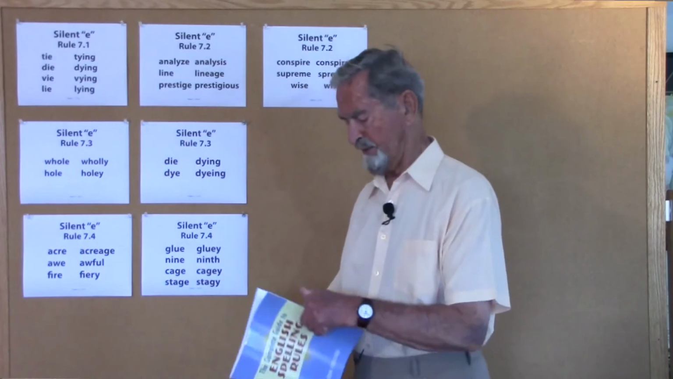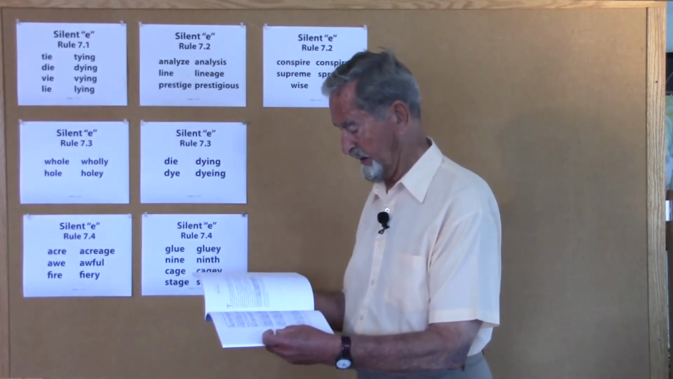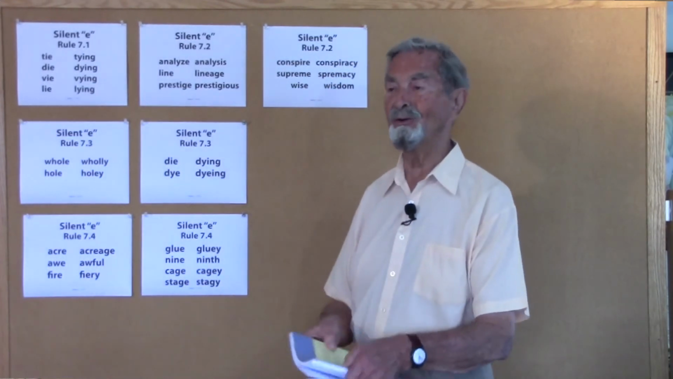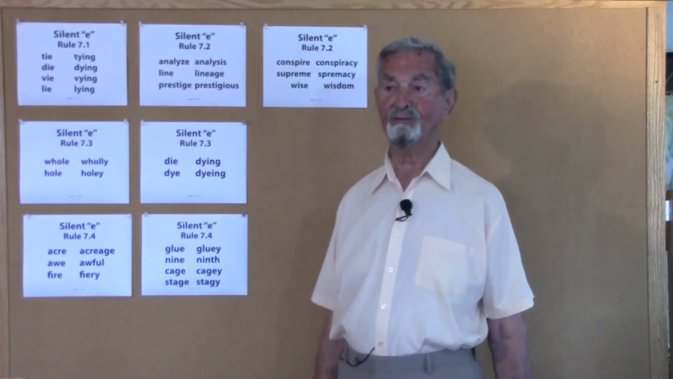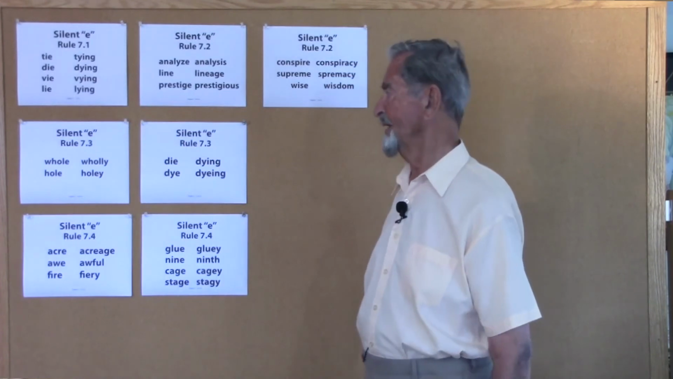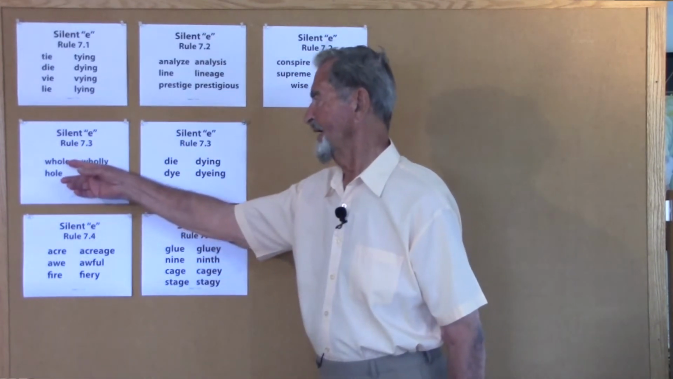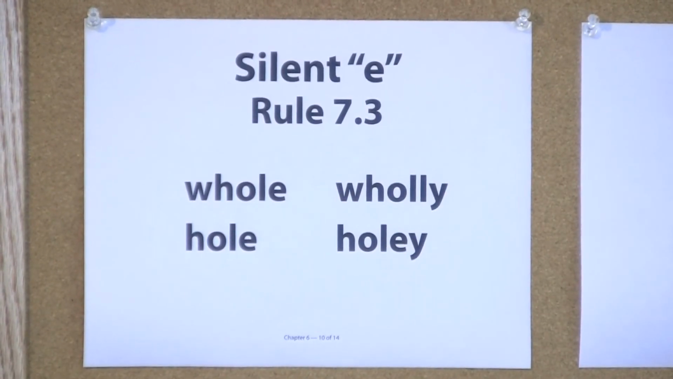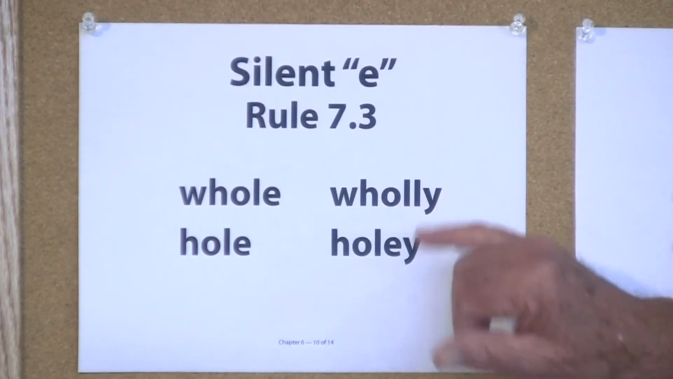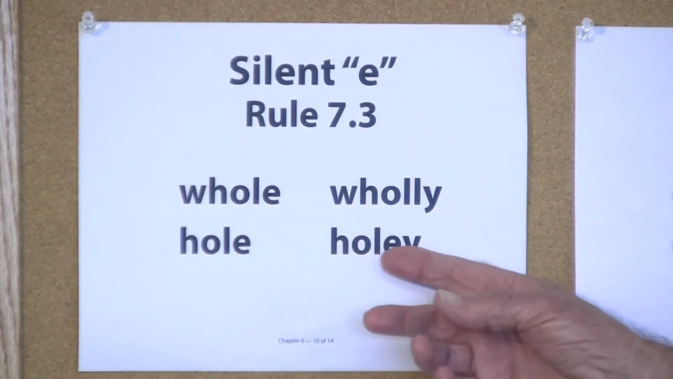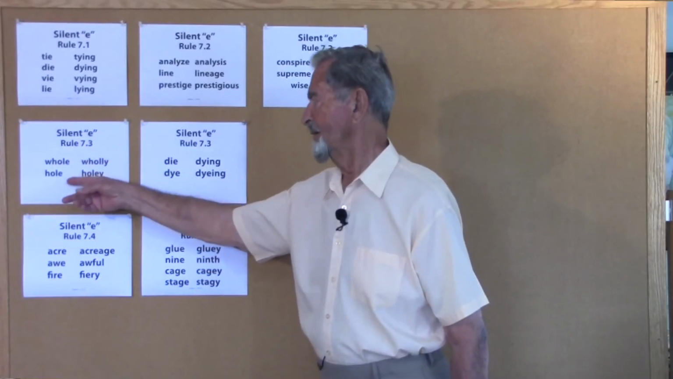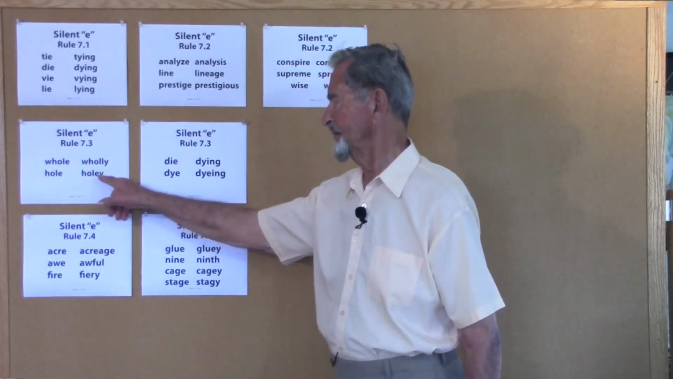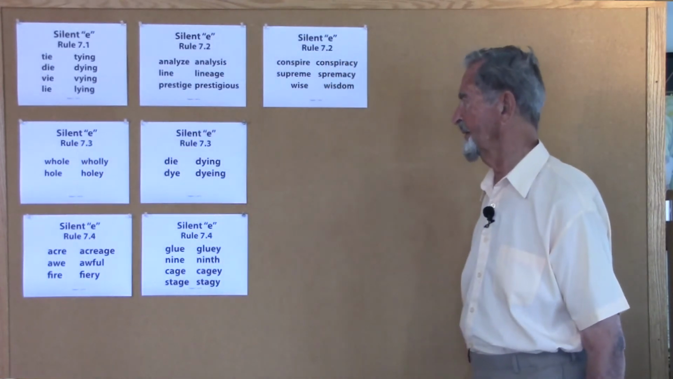This one, Rule 7.3. The rule here is words that don't follow the rule. They should do, but they don't. Whole, holy. It ends up with rather a ridiculous spelling. It looks like holly. Whole, holy. Both sound the same. Both treat the suffix differently.